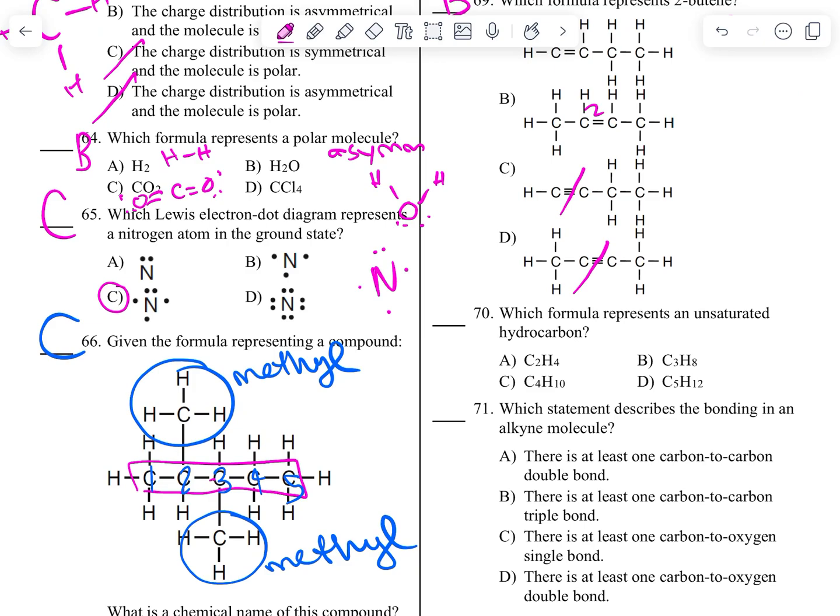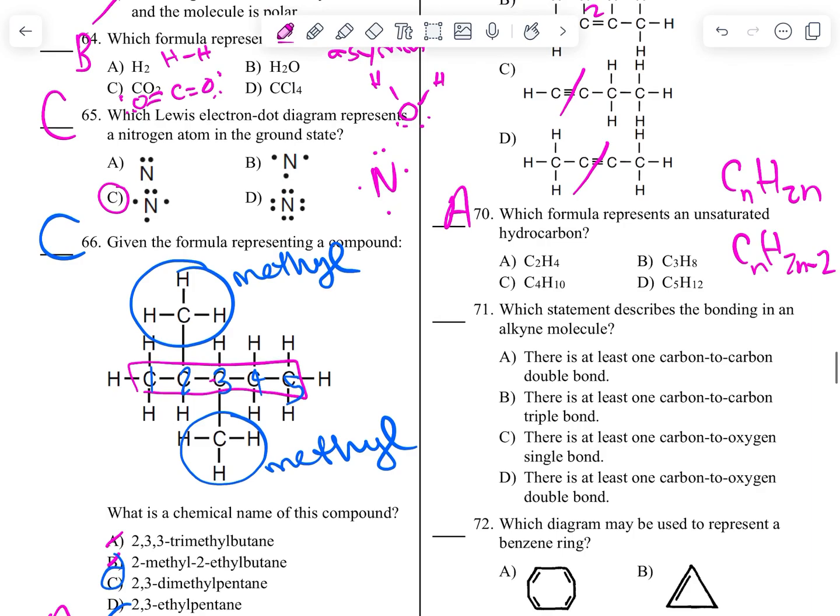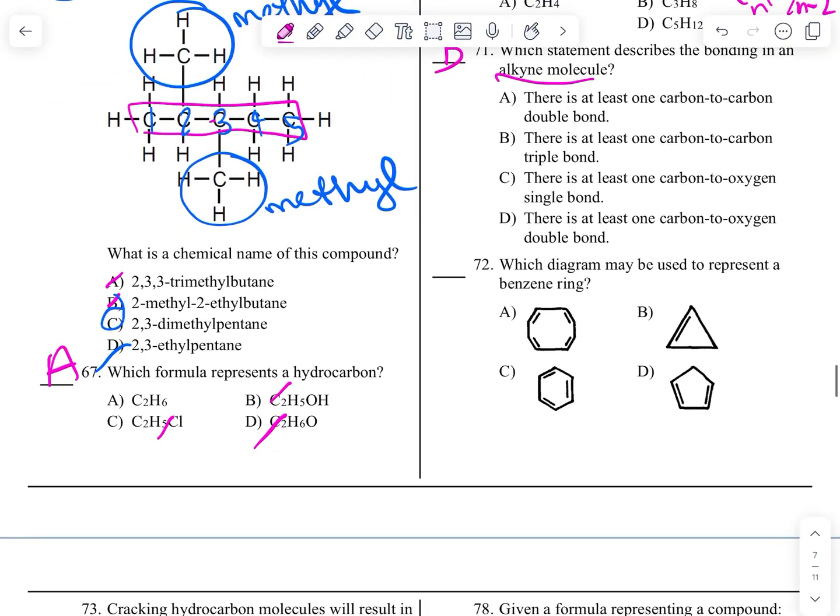Unsaturated hydrocarbon would be an alkyne or an alkene. So it's either CnH2n or CnH2n minus 2. So in the first one, part A, that's double the hydrogens. That's double the carbons. That's right. I could go through the rest, but why? An alkyne is a triple bond. There is at least one, B. I had to look for a second.